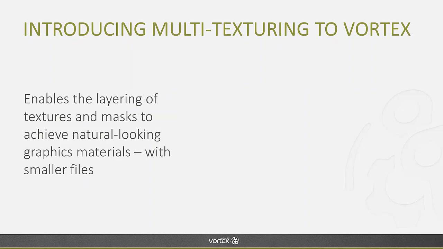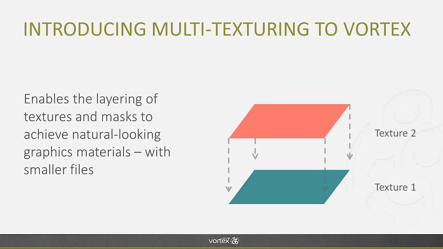Multi-texturing is the capacity to apply multiple layers of textures and masks on top of each other to create natural-looking graphic materials. Now, those graphic materials will be achieved with smaller files than they have been in previous versions of Vortex. If we look at how it works, in previous releases you apply the first texture and that was what would be wrapped on your model.